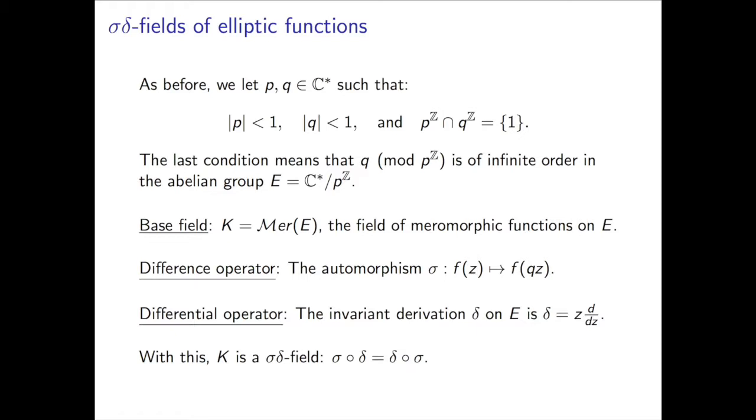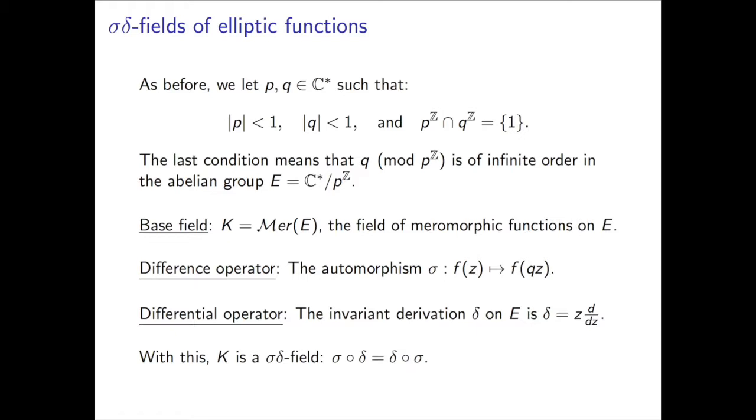They impose that condition for analytic reasons. And then I also ask for the set of integral powers of P and Q to be as small as possible, so there's only 1 in that intersection. I just want to point out now that this condition is equivalent to asking that the point on the elliptic curve defined by taking Q modulo P to the Z, for that point to be of infinite order in that abelian group.